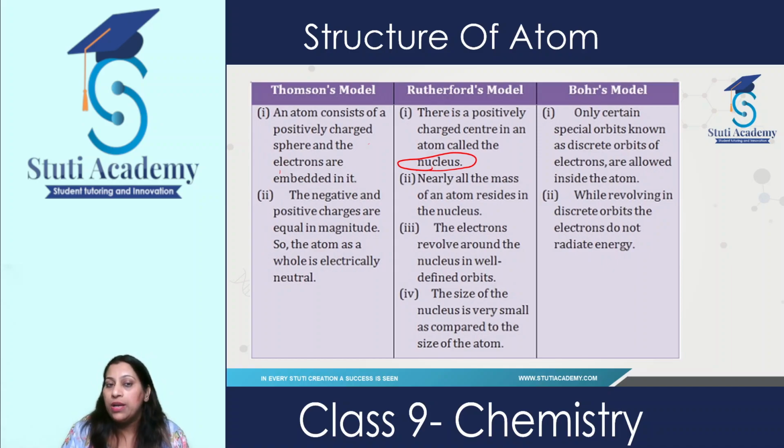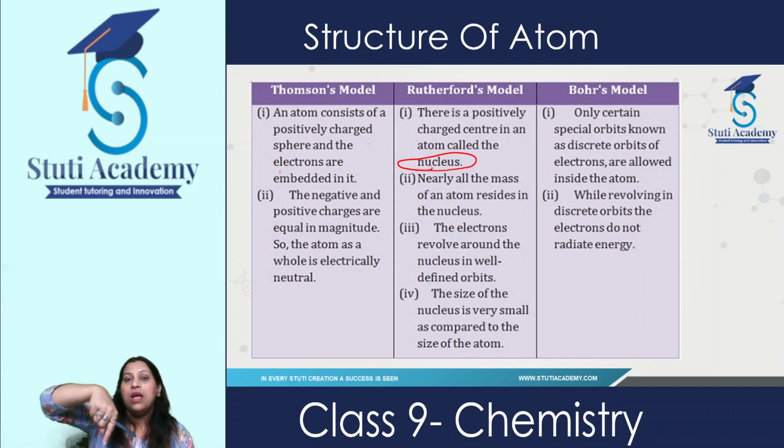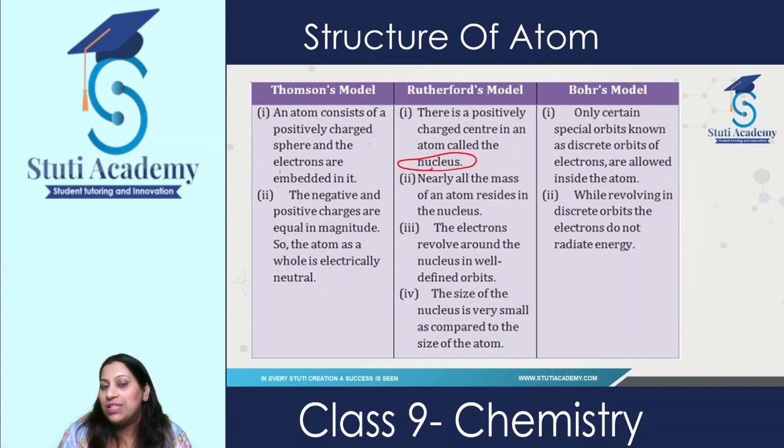Then the second point in Rutherford model is that nearly all the mass of an atom resides in the nucleus. As I told you, nucleus is the combination of neutrons and protons. So the entire mass of the atom is present in the nucleus. And the third point included in the Rutherford model is that electrons revolve around the nucleus in well-defined orbits. So he said that electrons are revolving in the atom around the nucleus, and size of nucleus is very small as compared to the atom.